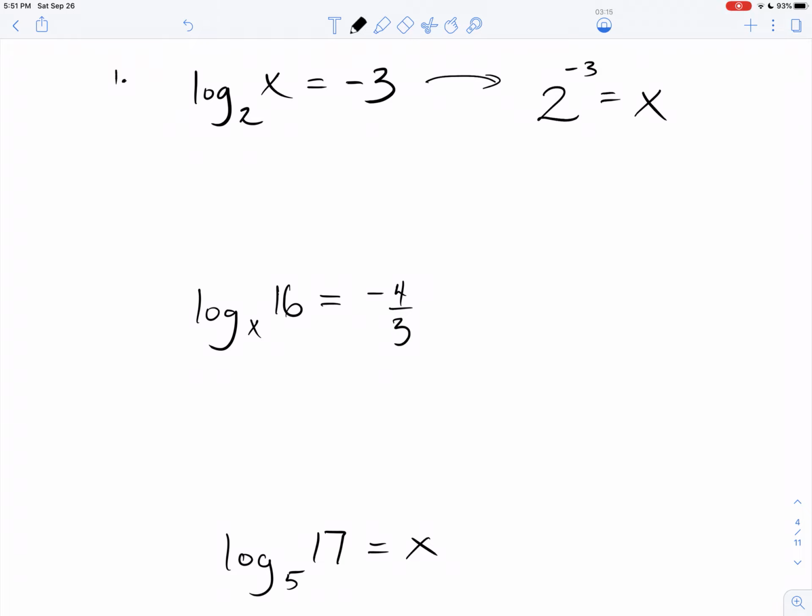I could punch this into my calculator if I wanted to. 2 to the negative 3, or I could just realize that, hey, this is just a negative exponent, changes my location, then I'd have 2 cubed, but 2 cubed would be on the bottom. Long story short, the answer would be 1/8. That's the answer you would find on the answer key.